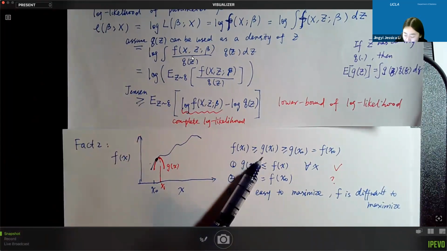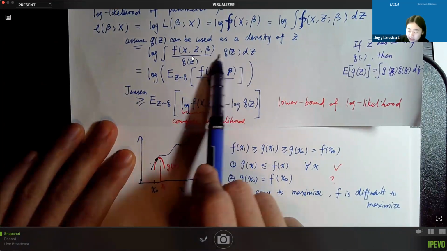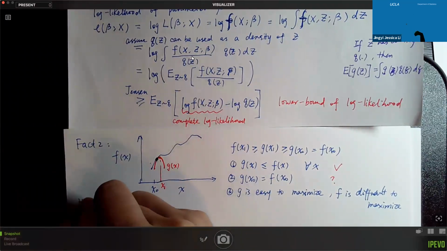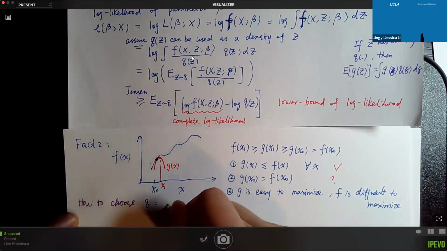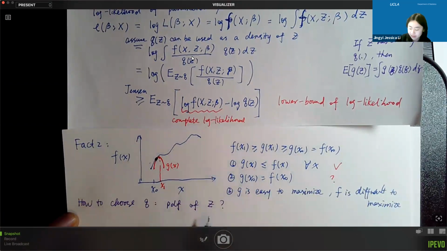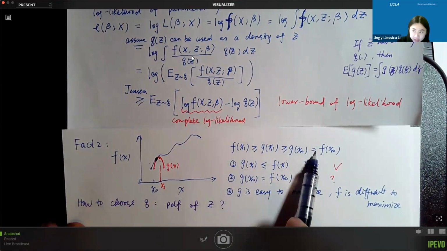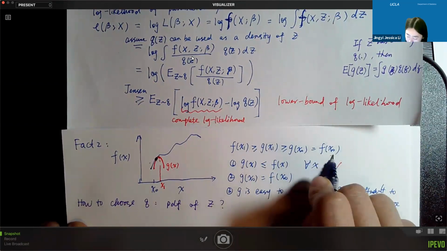But one thing we're not done yet is that for this expectation, the q is arbitrary. We chose it to be a density of z, so we can make this an expectation. But how do we choose q? This is the PDF density of z. And don't forget that here z is n-dimensional, we have z1 to zn. So how do we choose this q? To do this, we are going to use this tangency. That's the requirement for this optimization to work.